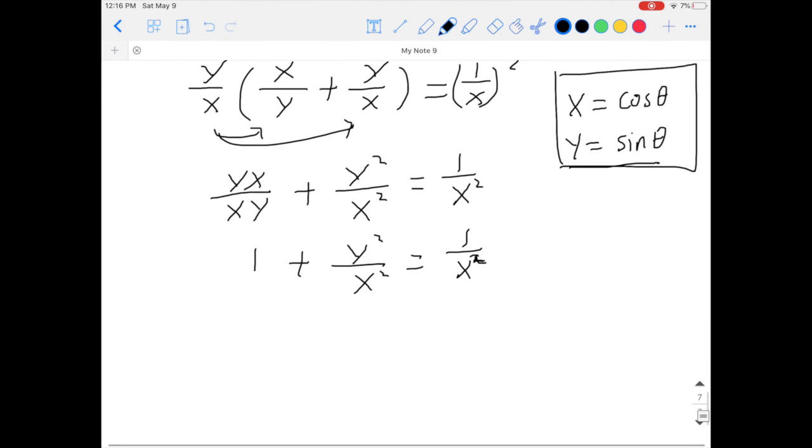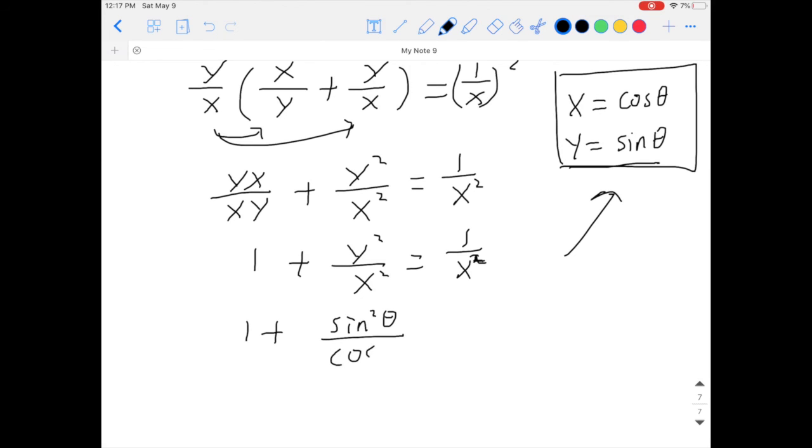However, you're not wrong, because remember in the beginning we used this substitution. So let's convert back to whatever trig function we used. y is sine theta, and we have square here. x is cosine. And this equals 1 over cosine squared.